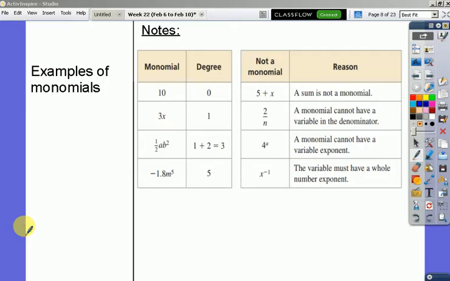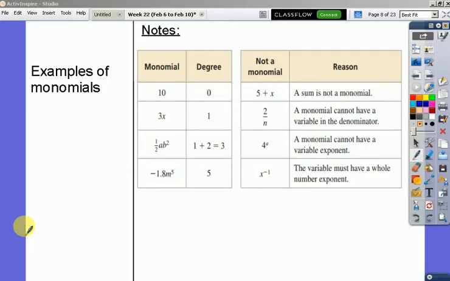And notice that they have to do with the variable and what's happening to the variable, not the constant. Okay? Because even though we can have a constant that's a fraction and still have a monomial, like we have 1/2 ab squared, we cannot have a fraction that is an exponent. So for the first one, 5 plus x, as soon as we introduce addition or subtraction, we're dealing with a polynomial, not a monomial.